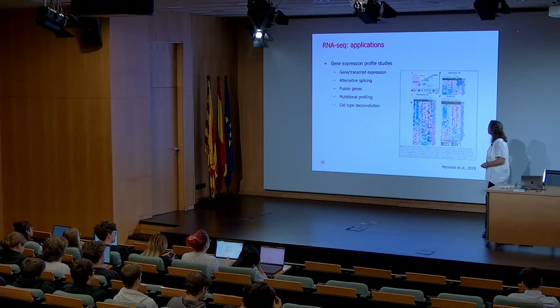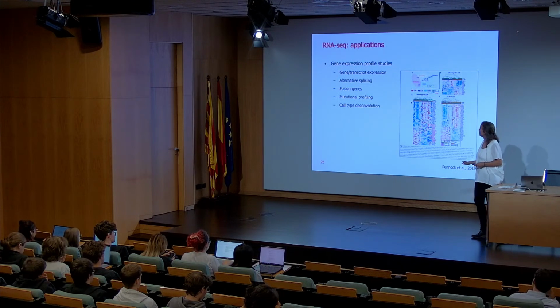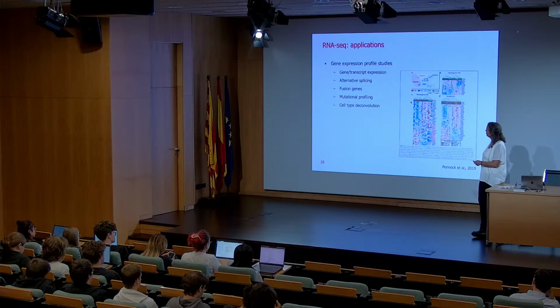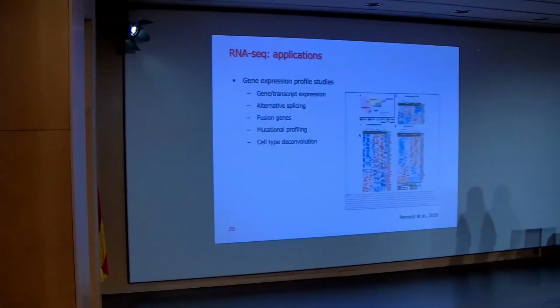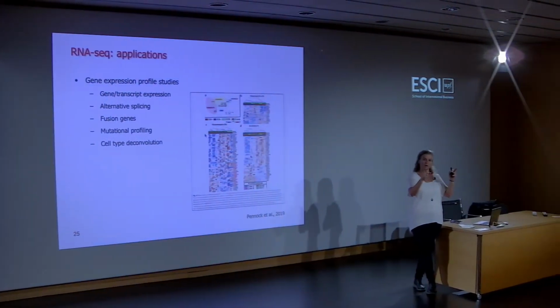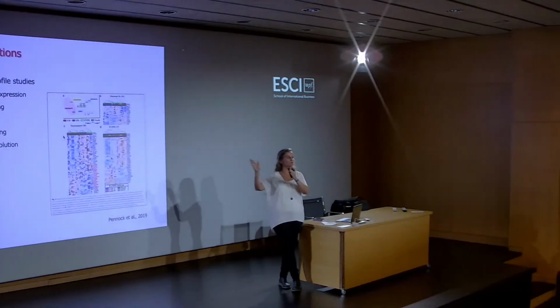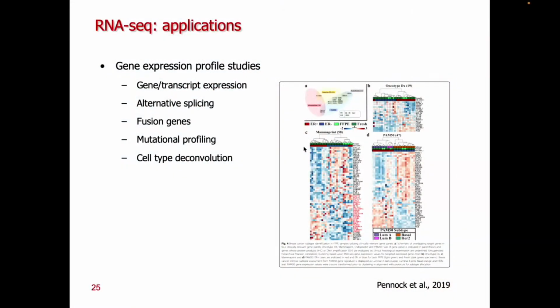Some of the applications in this field are, of course, the expression that we have seen. We can also analyze alternative splicing. We can study fusion genes, that is, genes that instead of being complete are getting connected to other genes that are in other places of the genome. We can also study mutational profiling, all those errors that might occur in the different reads. And we can also deconvolute the cell types. That means that we can know whether we have lymphocytes or granulocytes. This type of information can be deconvoluted from blood samples, for instance.